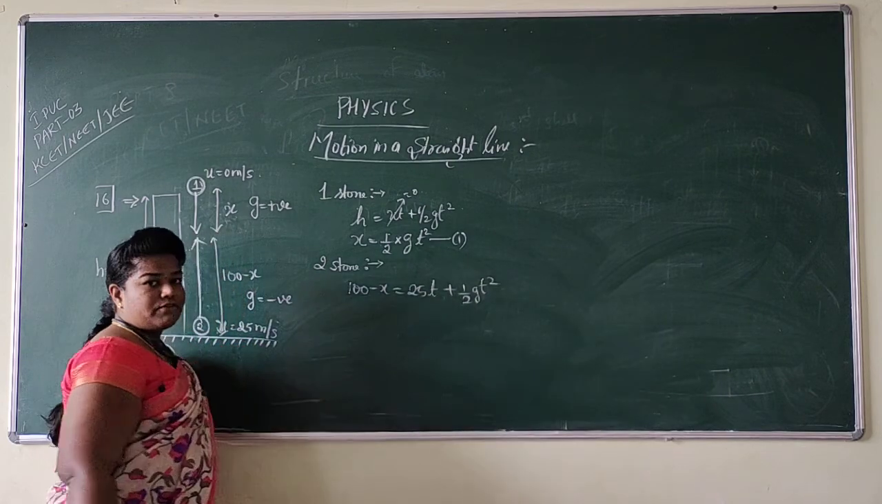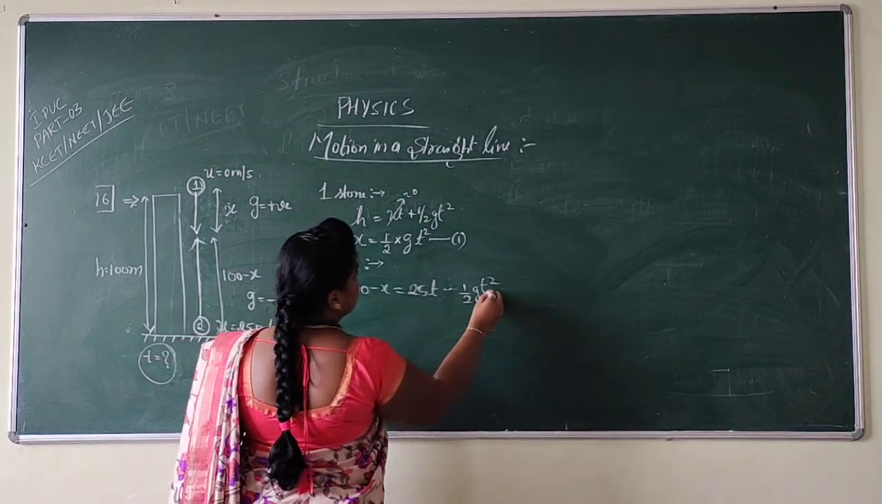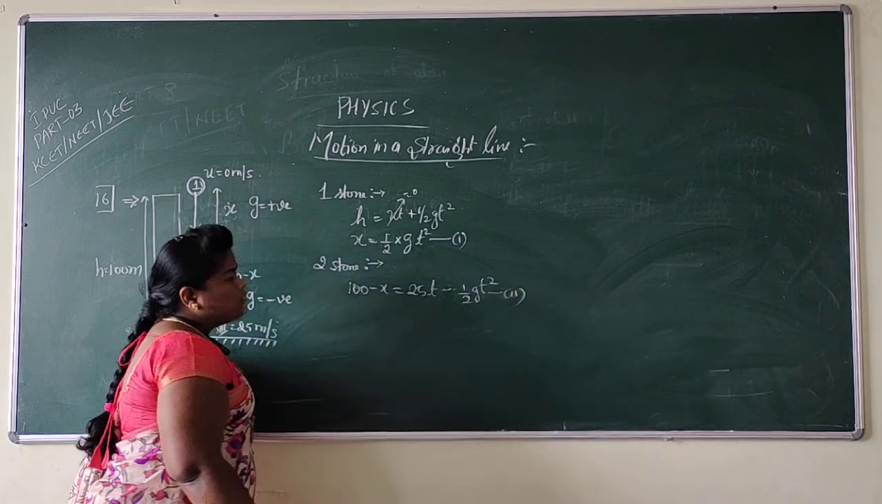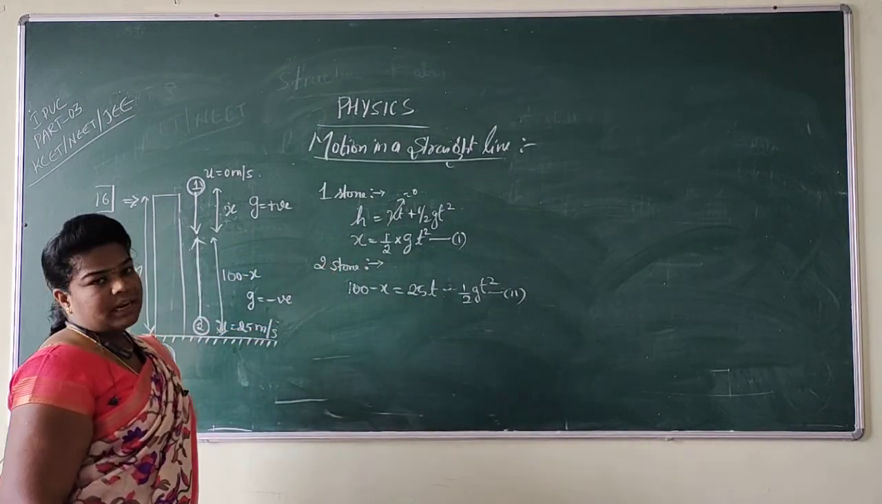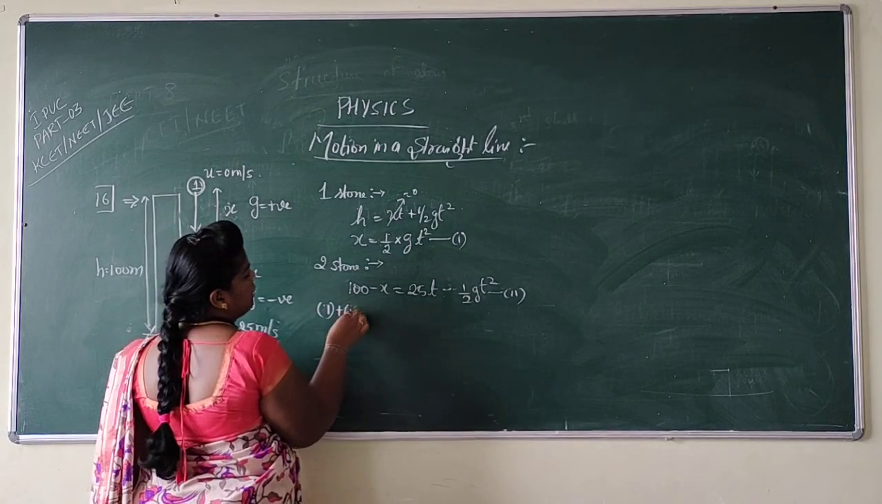See, it is not plus of gt square because g is negative. It becomes minus of gt square. Take it as equation number 2. Let us add equation 1 and equation 2.